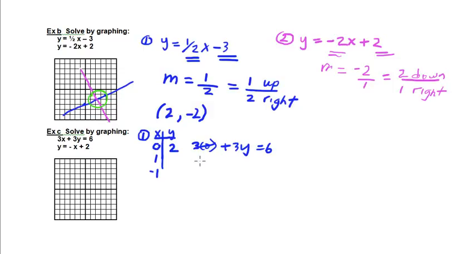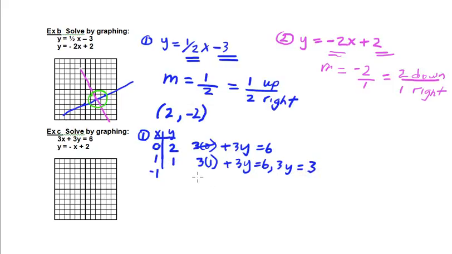For x is equal to 1, I get 3 times 1 plus 3y is equal to 6. And when I subtract 3 from both sides, I get 3y is equal to positive 3. And so y is equal to 1.